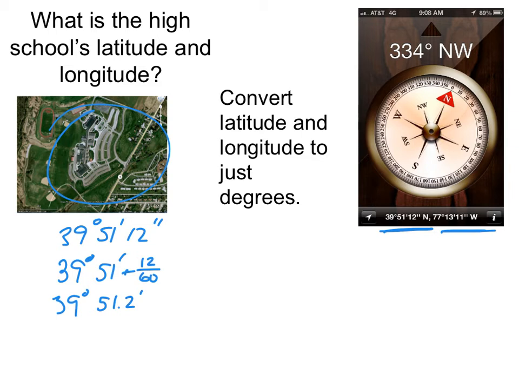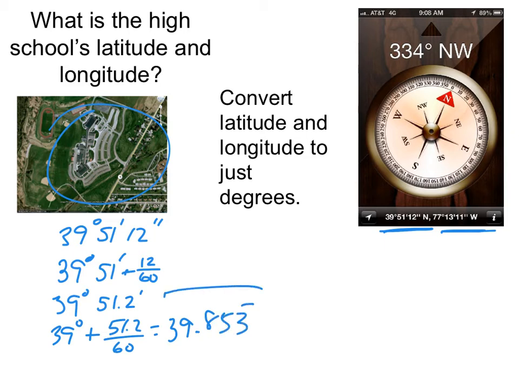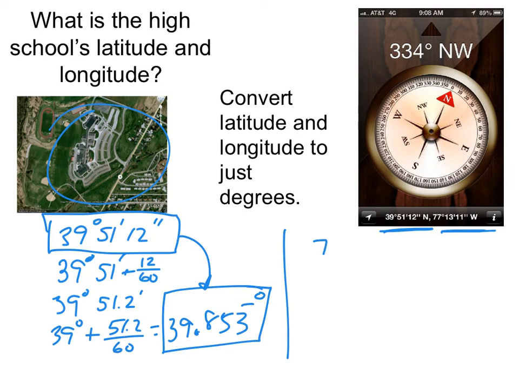Well, now I can take my 51.2 and divide that by 60, so 51.2 divided by 60. And add that to 39, so I get 39.853 repeating. So 39 degrees, 51 minutes, 12 seconds is equivalent to 39.853 degrees. Don't forget my degree symbol. You want to try the other one?